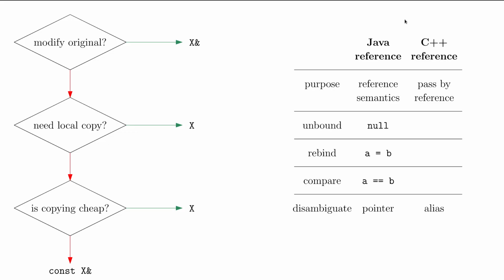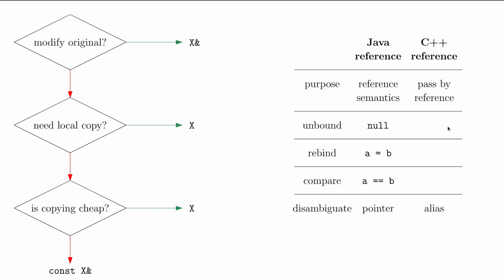To finish this video, I would like to emphasize that the term reference means completely different things in Java and C++. So the purpose of Java references is reference semantics, which I explained in the previous video, whereas the purpose of C++ references is pass by reference, which I explained in this video. Java references can be null. That's why you tend to see lots of null checks in Java programs. They can be rebound to refer to different objects at any time, and you can compare them to check if two references point to the same thing.